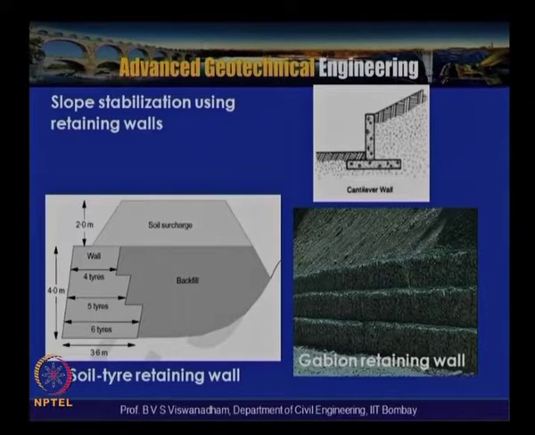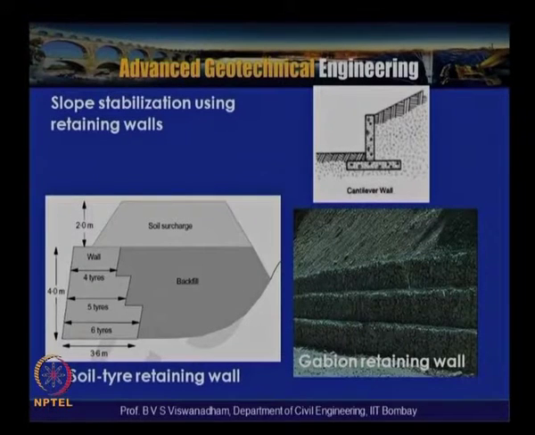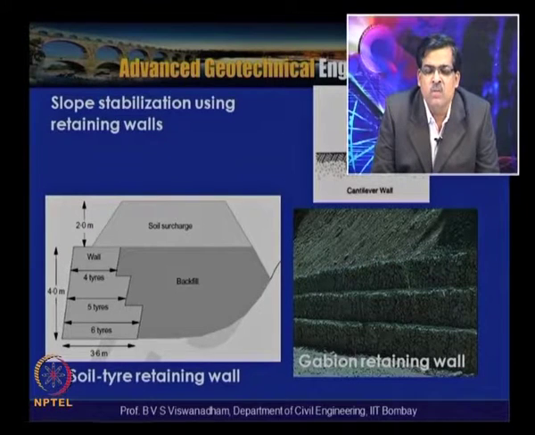And very recently the soil tire retaining walls are also becoming popular, wherein waste materials like tires are used in a fashion where the tire material forms the facing of the wall, and then they are used with a particular technique to construct a soil tire retaining wall to retain the slope or to ensure slope stabilization.